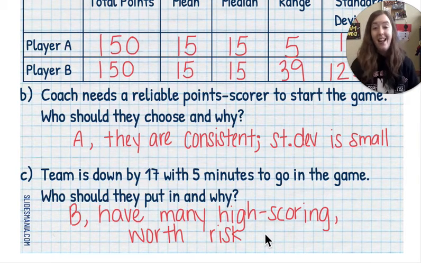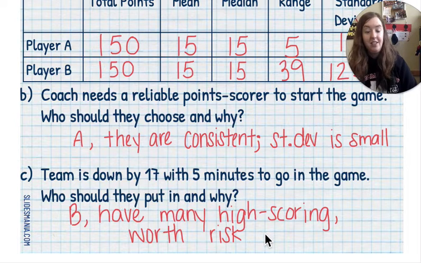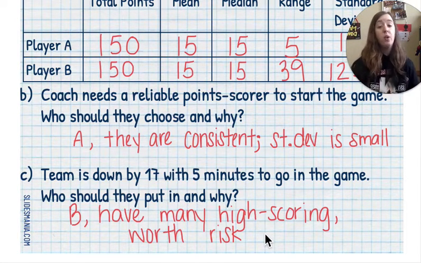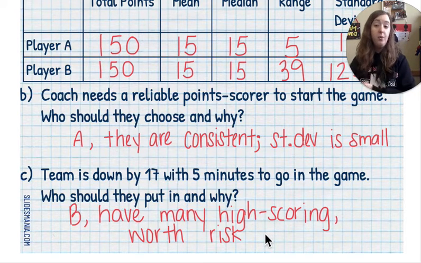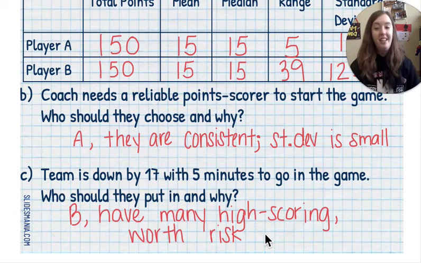Likely, if player A is in, they're not really changing the game all that much, and they're already down by 17. They're likely going to lose. So, it's worth the risk to put in this other player that sometimes has a great game to hopefully lead the charge for the comeback.